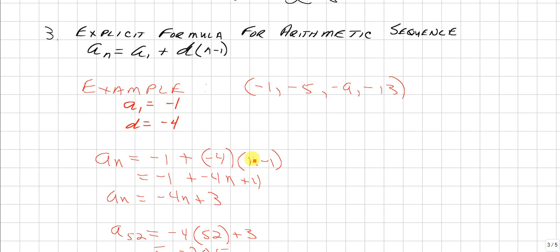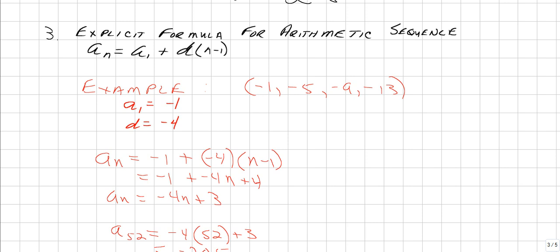Taking this negative 4 and multiplying it times the n, I get negative 4n. Negative 4 times the negative 1 is plus 4. So simplifying that formula, I would get negative 4n plus negative 1 plus 4, which is 3. So that's the explicit formula for this particular sequence that I have here.